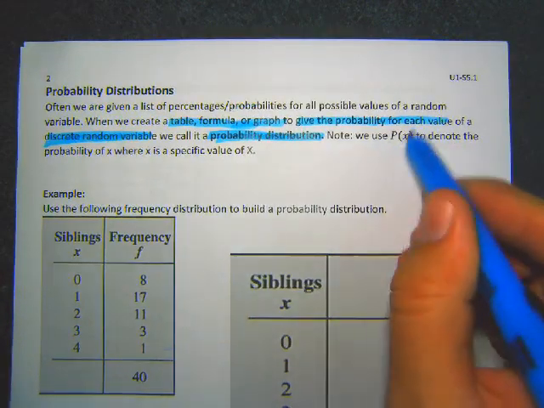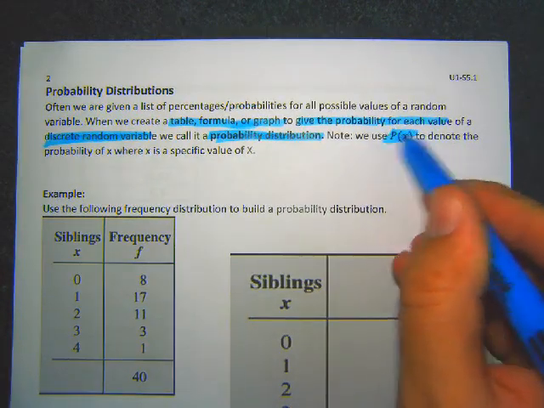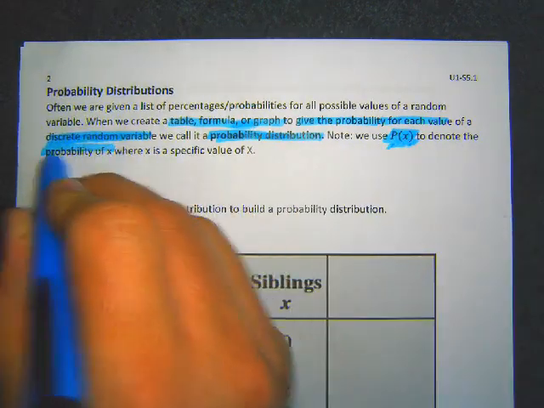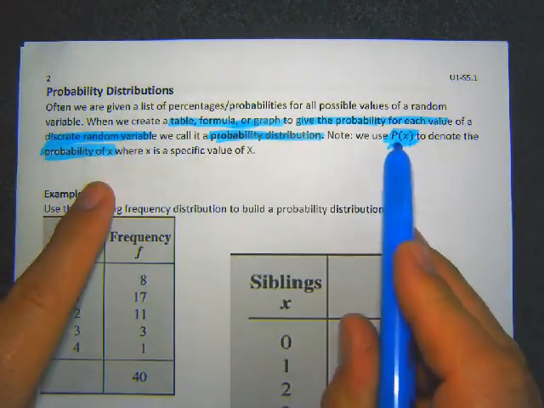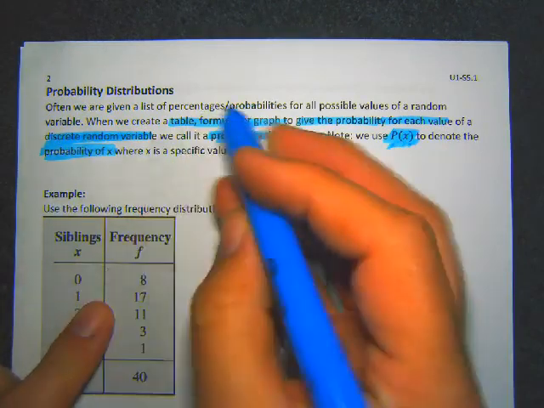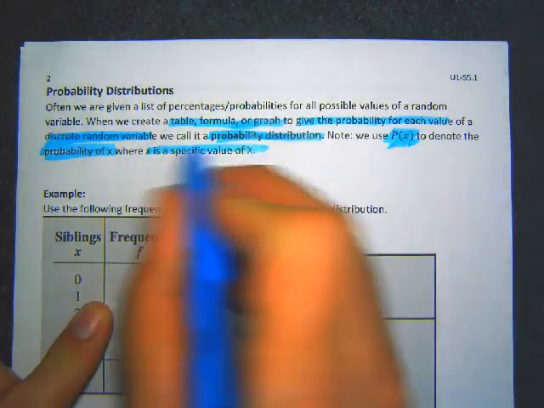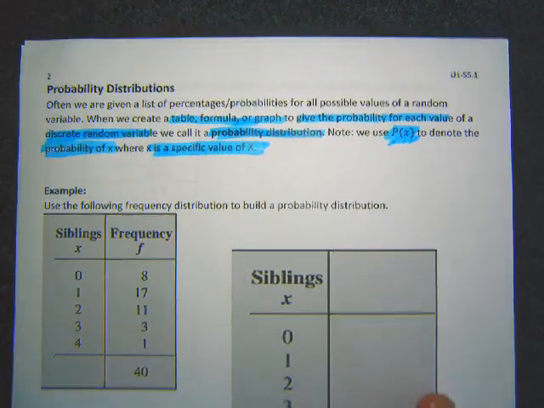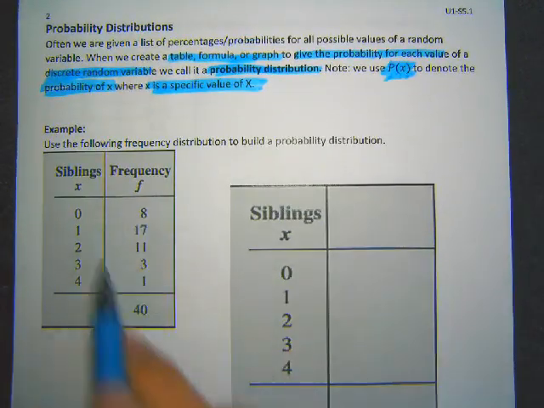We're going to use that P of X to denote the probability. Remember that P in front of the parentheses is the probability of X. So we're going to look at the probability of each result, where X is the different values that the random variable, capital X, can have. So here's an example. This is a probability distribution.